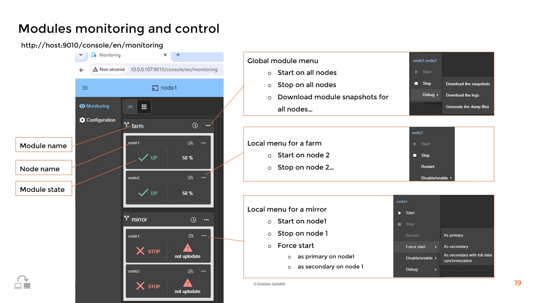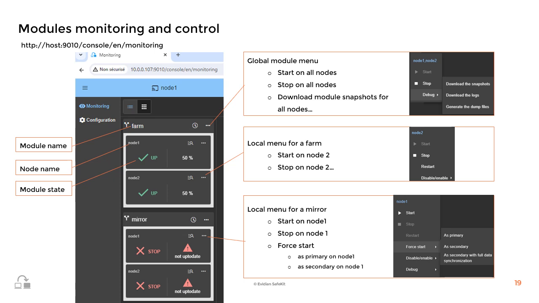Let's analyze the three menus presented on the right side, starting with the first menu. The first menu is a global menu for the Farm module, which acts on all nodes in the cluster. With this menu, you can start or stop the Farm module on all nodes. The Debug submenu allows you to gather information on both nodes for debugging if you encounter any problems with the Farm module.